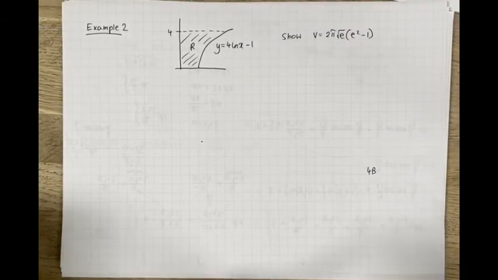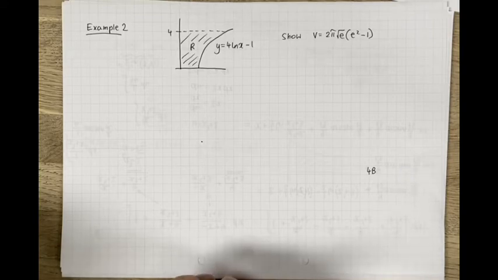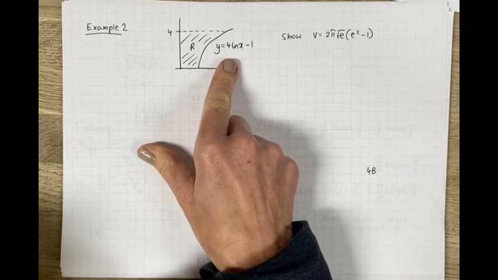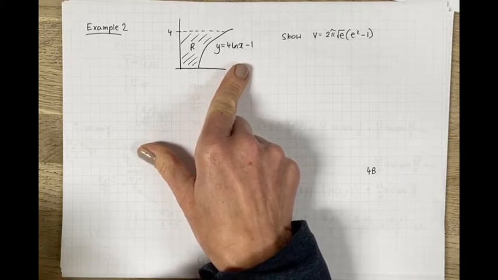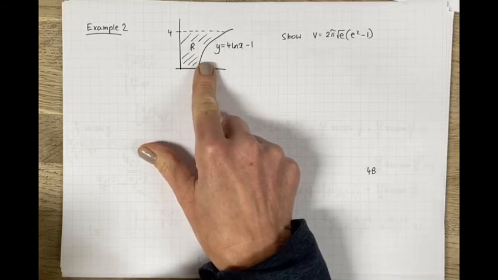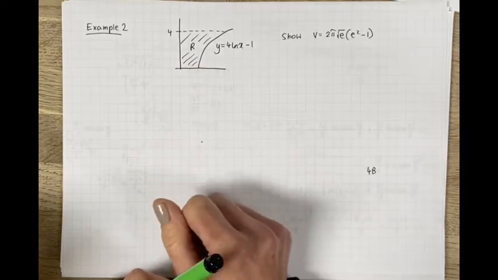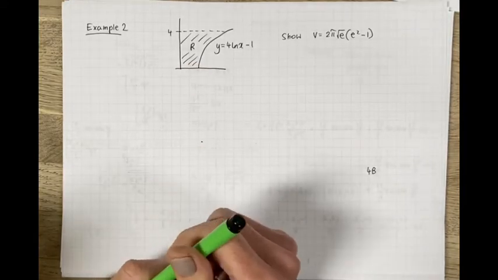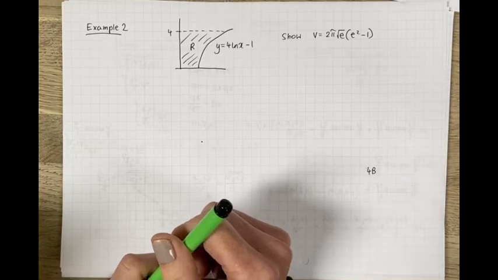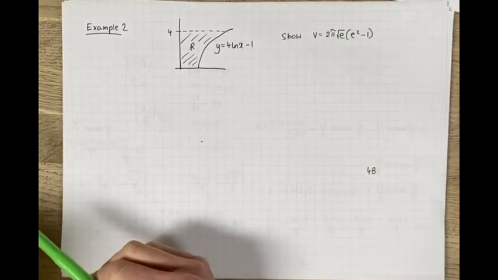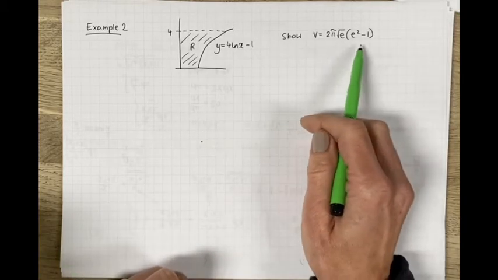Example 2: this time we'll go through an example on volumes of revolution around the y-axis. Here is the function y equals 4 ln x minus 1, and we've been asked to find the exact volume of the solid generated by this region R being rotated by 2 pi radians around the y-axis. In fact, we are asked to show that it is going to be the following expression.